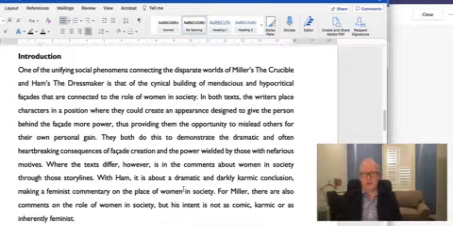I'm actually going to focus on that part. In both texts, the writers place characters in a position where they create an appearance designed to give the person behind the facade more power, thus providing them with the opportunity to mislead others for their own personal gain.